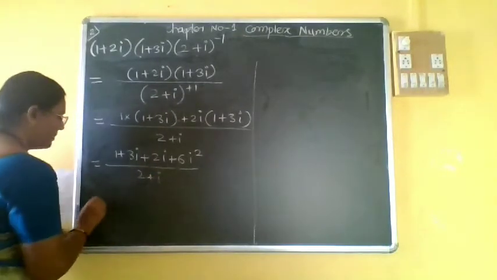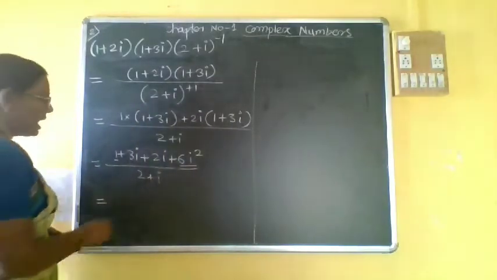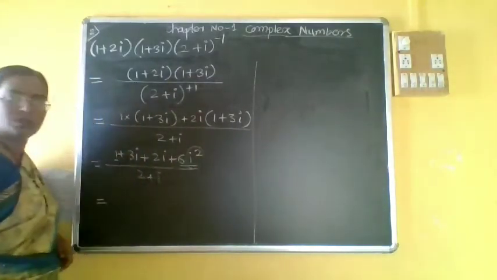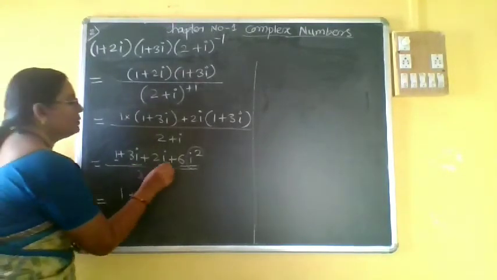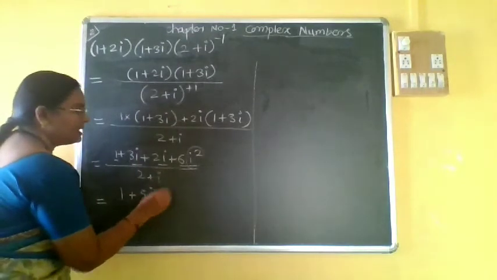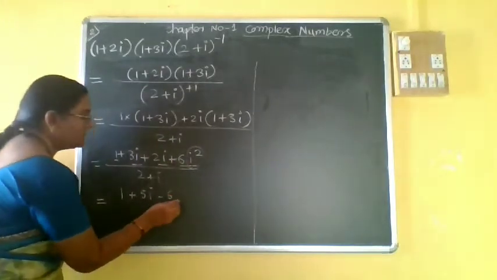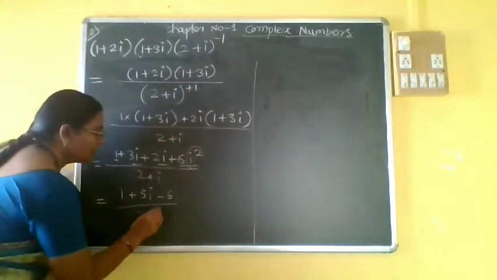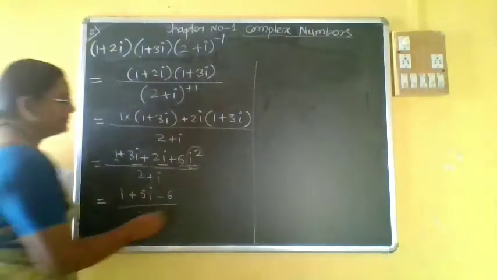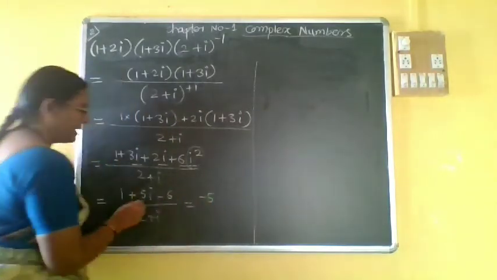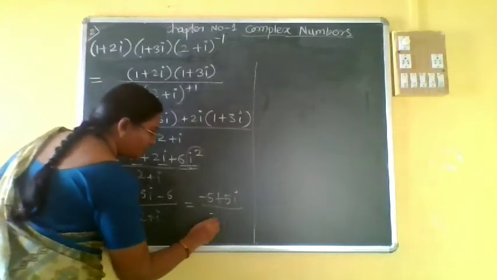Keep as it is. Then this 1 and this 6i square. i square means minus 1. Put the value in again. This 1 keep as it is. Plus 3i and 2i becomes plus 5i. This becomes minus of 1 into plus 6, which is minus 6, divided by 2 plus i. Then 1 minus 6 becomes minus 5. It becomes minus 5, and this becomes plus 5i, divided by this 2 plus i.